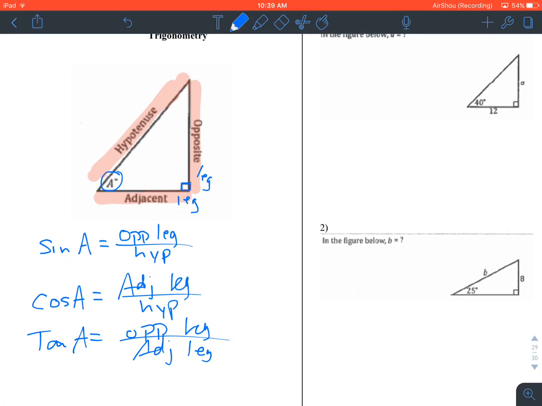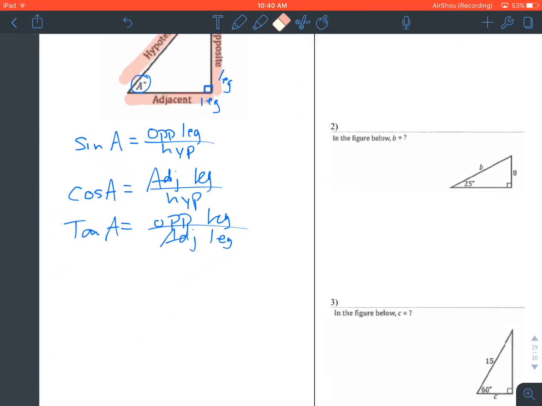Now if we were to start, let me draw a different picture and yet the same picture. If we were to start with this angle up here, angle B, then the adjacent leg would be this one and the opposite leg would be this one. Hypotenuse doesn't change. So remember, it's always relative to your acute angle.